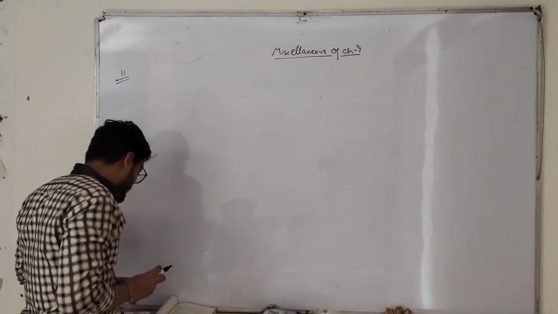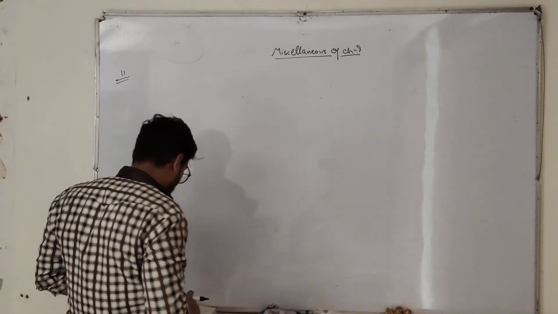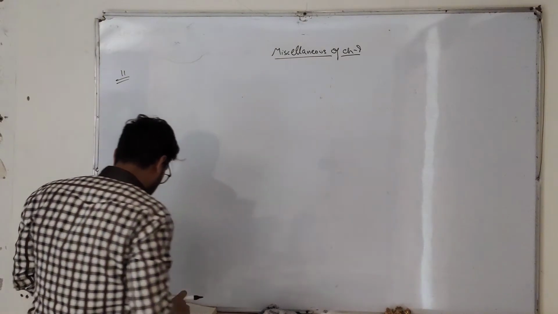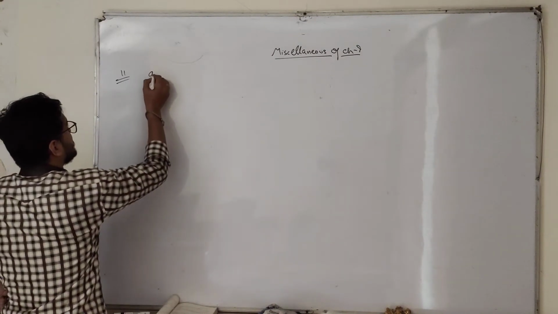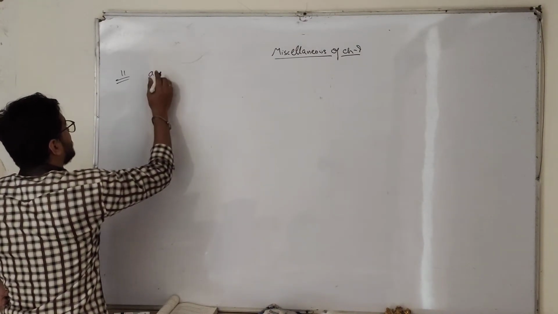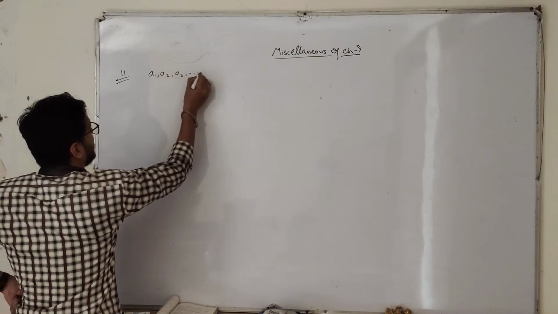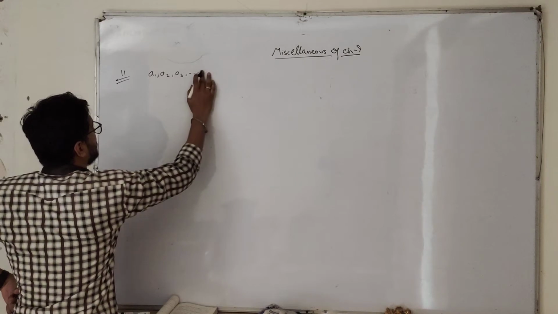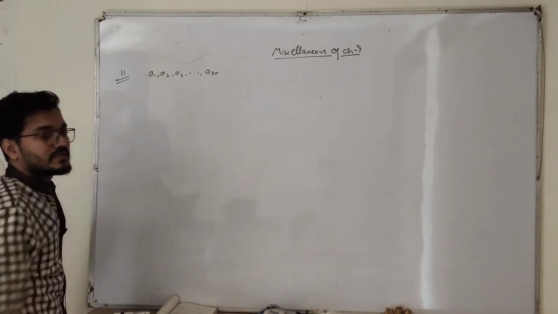Question 11 is: a GP consists of an even number of terms. If the sum of all terms is 5 times the sum of terms occupying odd places. So a GP consists of an even number of terms: A1, A2, A3 up to A2n, right? Even number of terms are there.